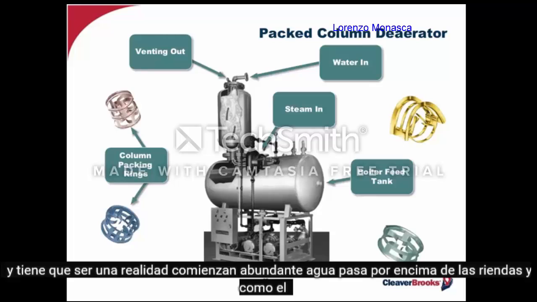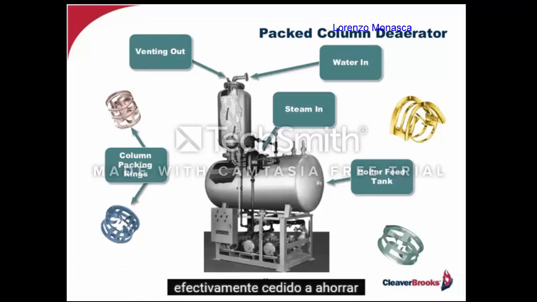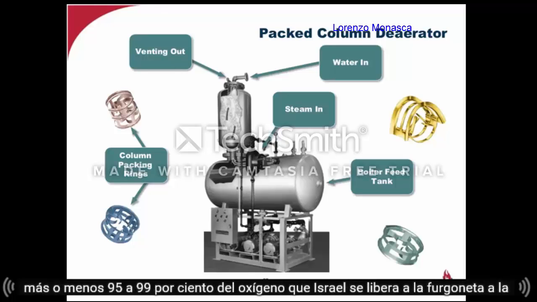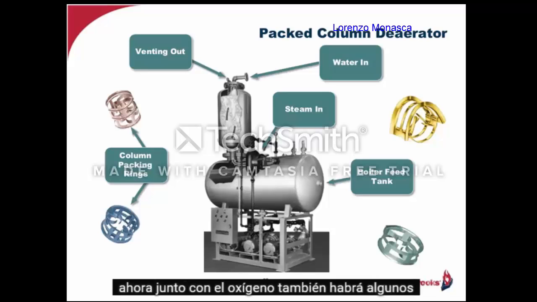As the water passes over the rings and is effectively heated to, say, 5 pounds, which would be equivalent to about 230 degrees Fahrenheit, roughly 95 to 99% of the oxygen is released through the vent to the atmosphere as shown in the picture. Now, along with the oxygen, there will also be some free carbon dioxide releasing through the vent, and the amount is dependent on how much of it was converted to bicarbonate in the DA due to the pH.